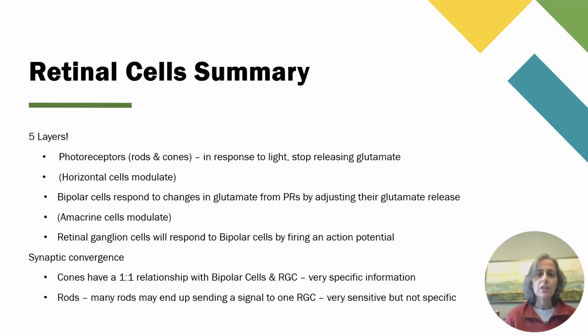Then we also talked about synaptic convergence, that fact that cone cells get a one-to-one relationship with retinal ganglion cells. So you always know exactly where on the retina that light is coming from. But with rods, it could be from a variety of different ones. So we just get this kind of fuzzy, imprecise picture.